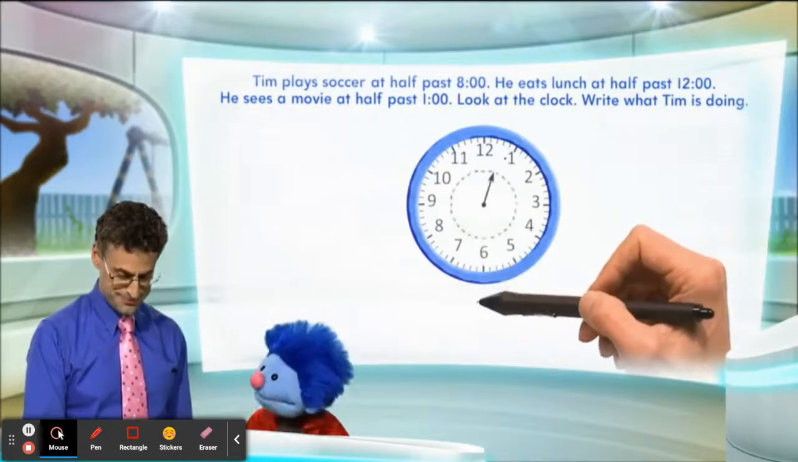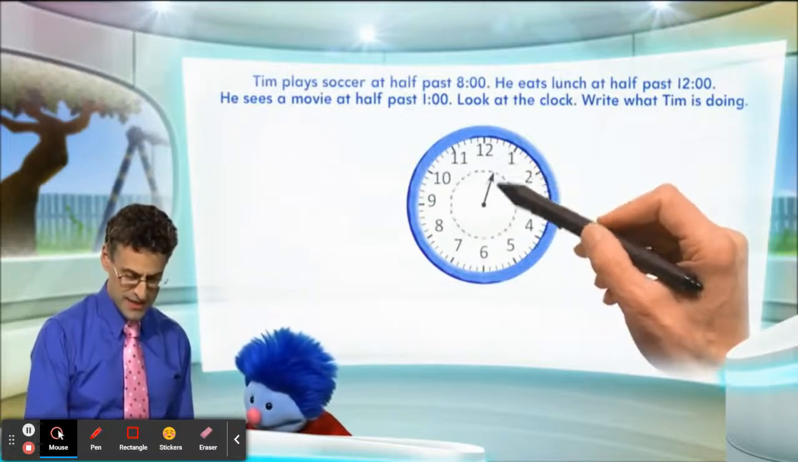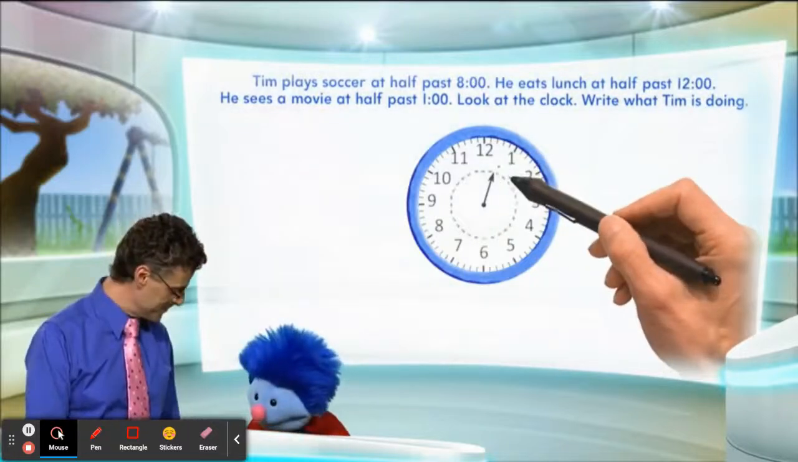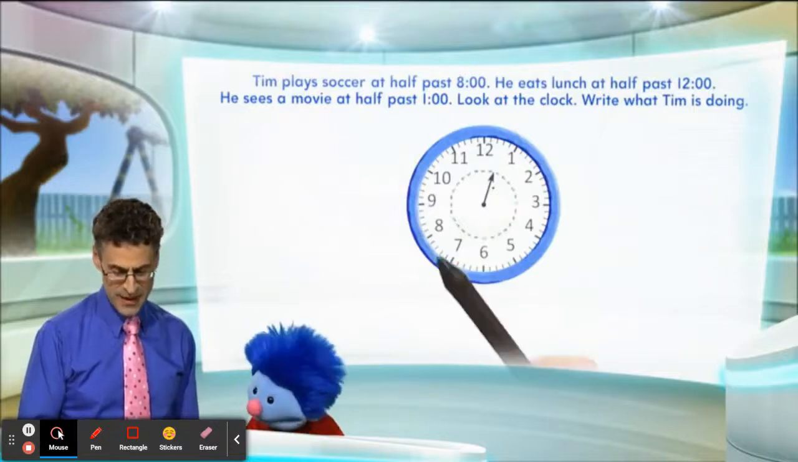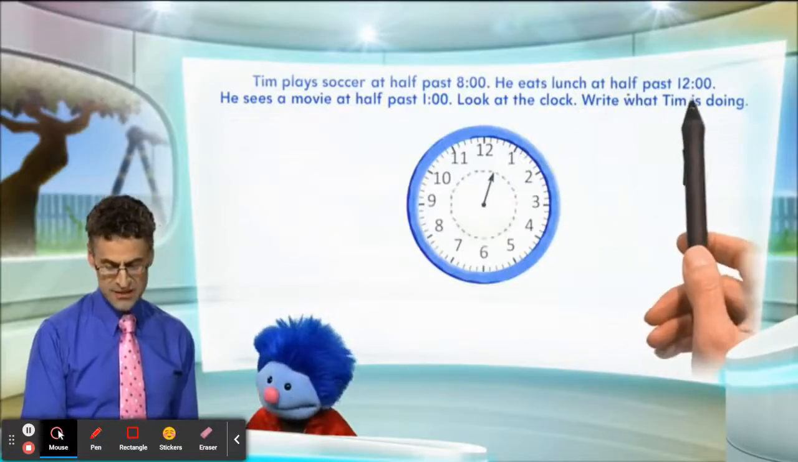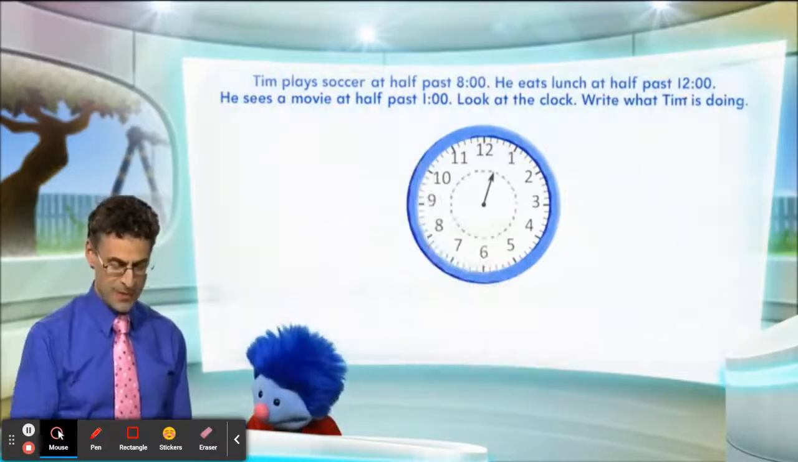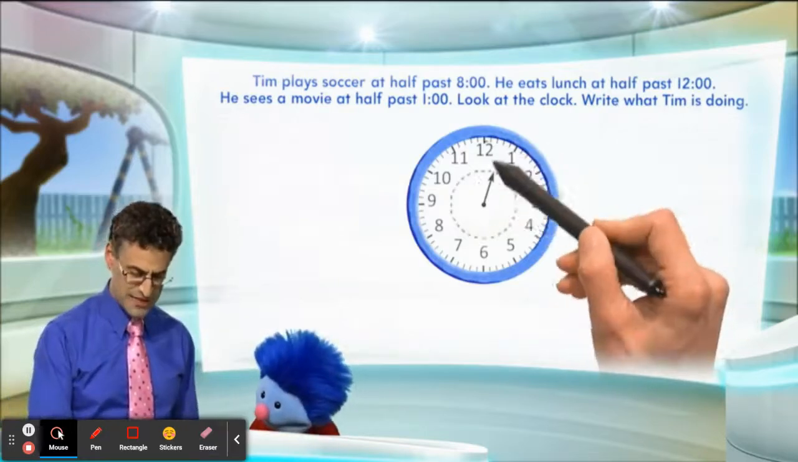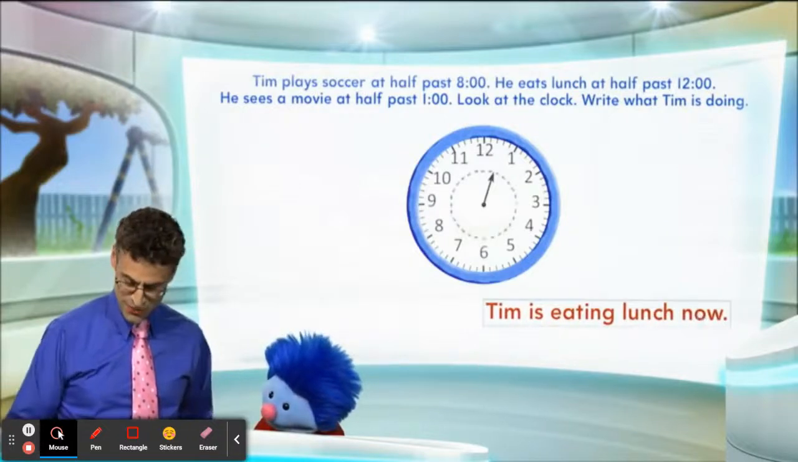Because it's halfway. Since we see the 12 here, this is half past 12, because it's past 12 by half. So which of the activities do we see where he's doing it at half past 12? He plays soccer at half past 8. Not that one. He eats lunch at half past 12. He sees the movie at half past 1, and that would be past 1. This is before 1. So, just looking at this, we see that this is half past 12.